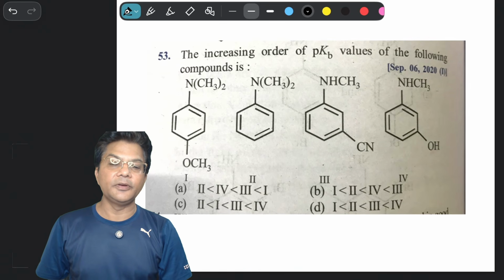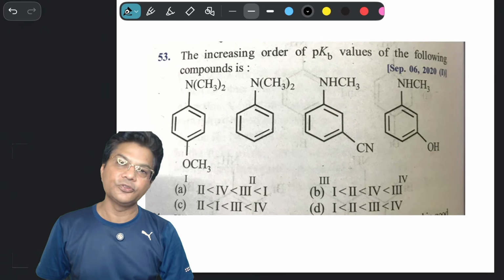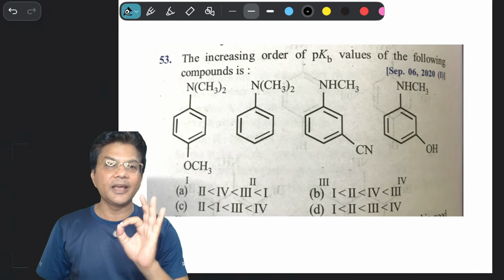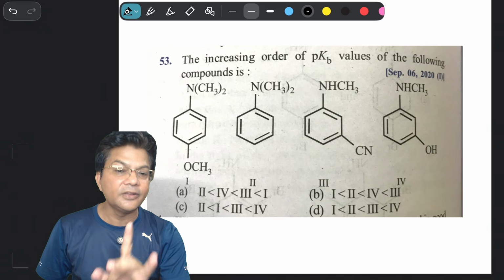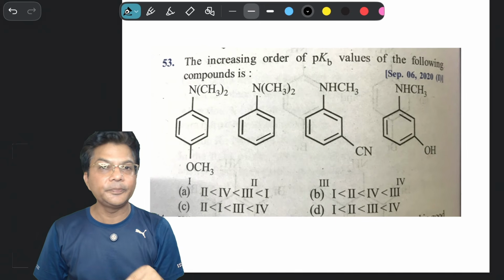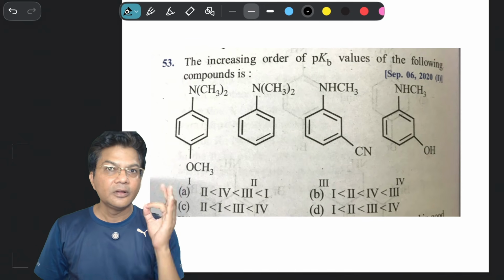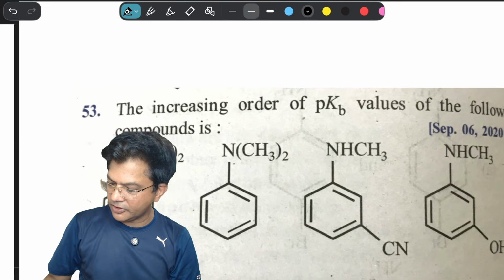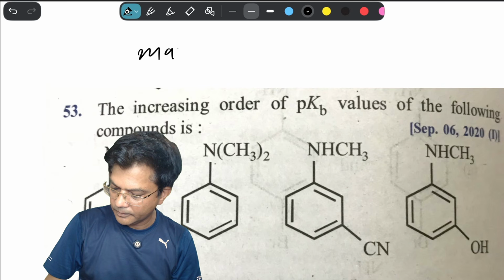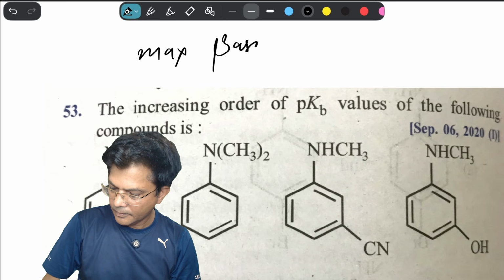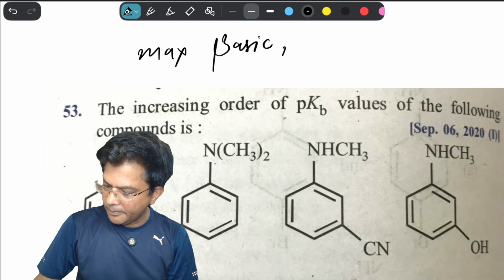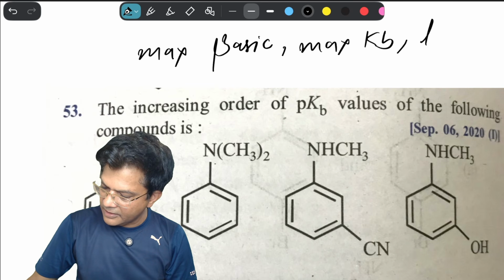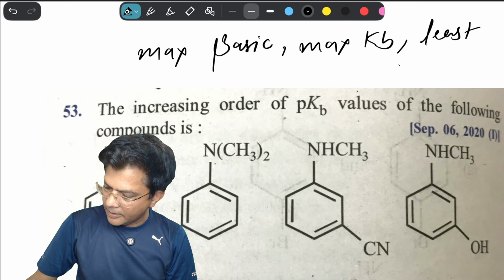Increasing order of pKb value. First of all, whenever such type of question is coming, always do one thing. Find out the most basic and the least basic, the order, then only see what they are asking. Increasing pKb value means the one which is maximum basic will have maximum Kb, and will have least pKb.